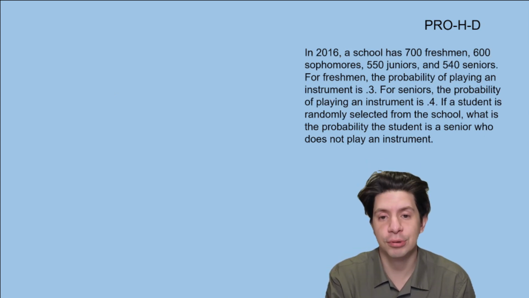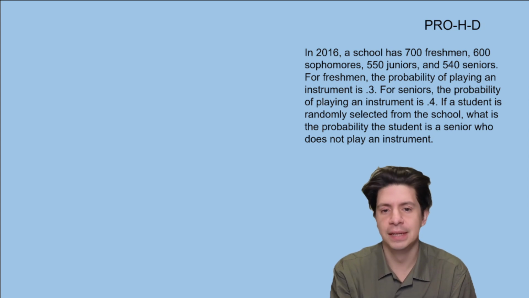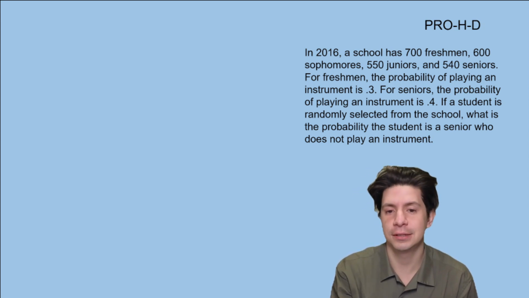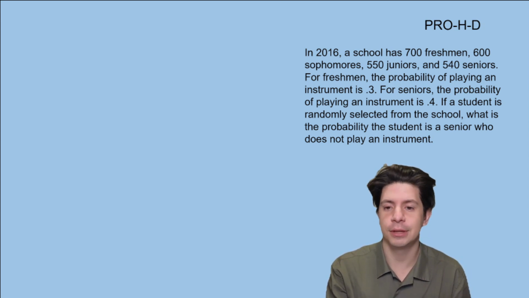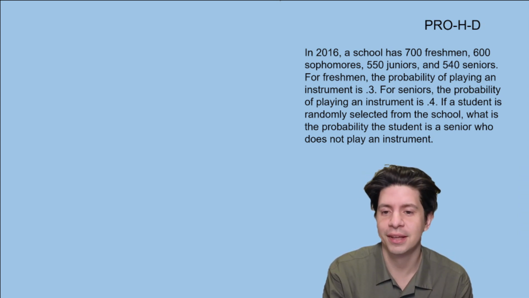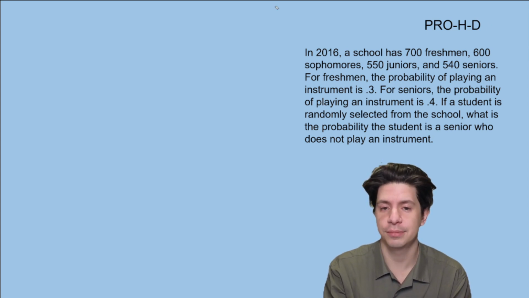Okay, so for this one, in 2016, a school has 700 freshmen, 600 sophomores, 550 juniors, and 540 seniors. For freshmen, the probability of playing an instrument is 0.3. For seniors, the probability of playing an instrument is 0.4. That's good. It seems like the school encourages music playing. If a student is randomly selected from the school, what is the probability that the student is a senior who does not play an instrument?